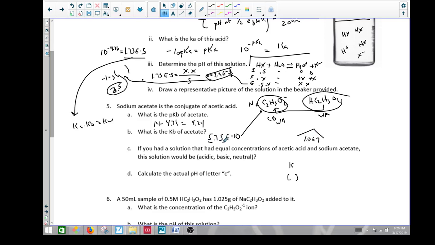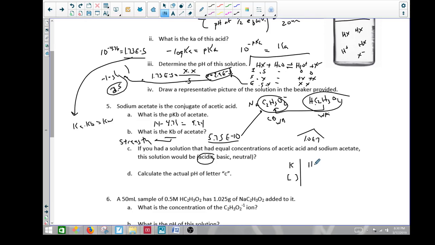Whenever I see this value here, I note that the base is weaker than the acid. Remember, K values just denote strength. If you want to compare the strength of two things, compare their K values. So this solution is going to be acidic. Why? Equal concentration, and the acid has a larger K value. Now calculate the actual pH. There's a long way and there's the easy way. We don't even have the concentrations, so we'll have to use the shortcut.